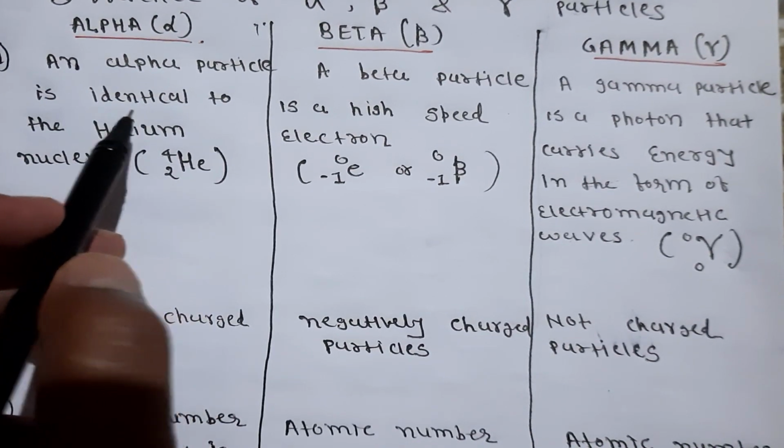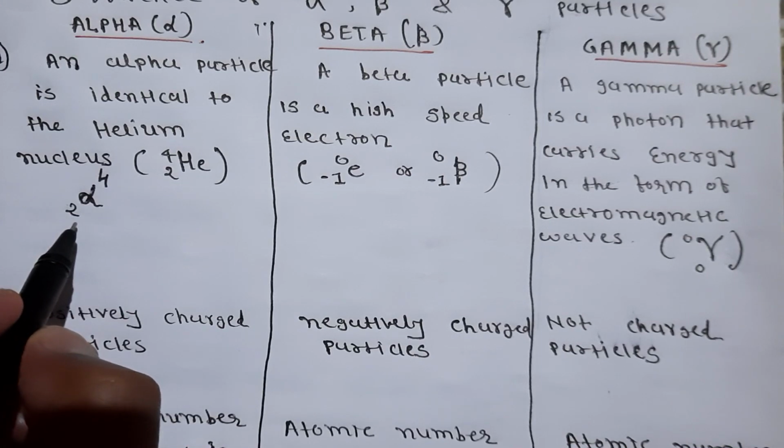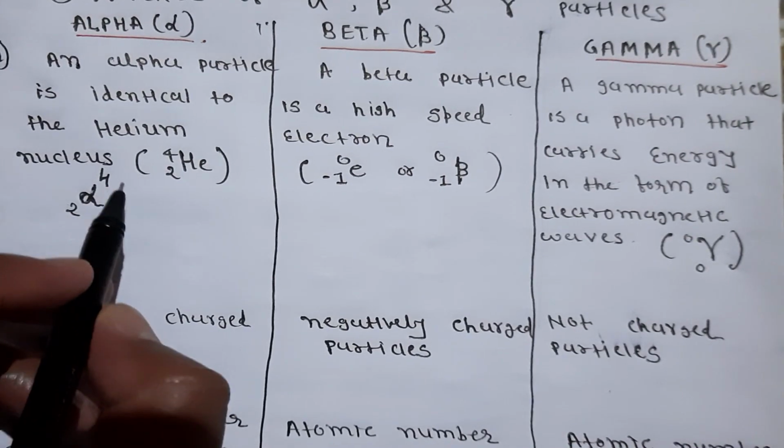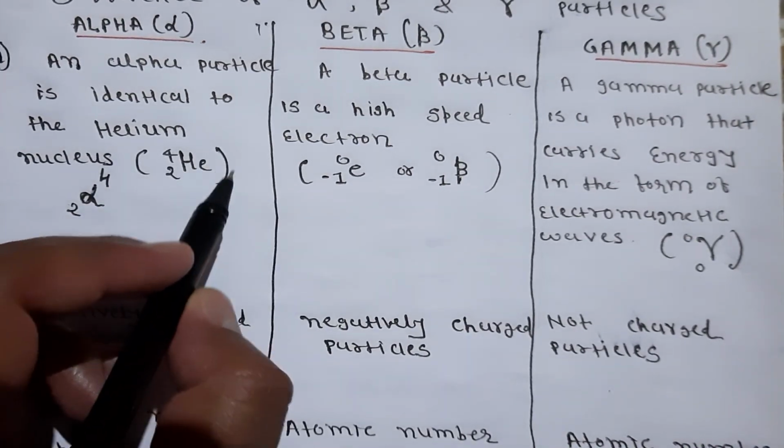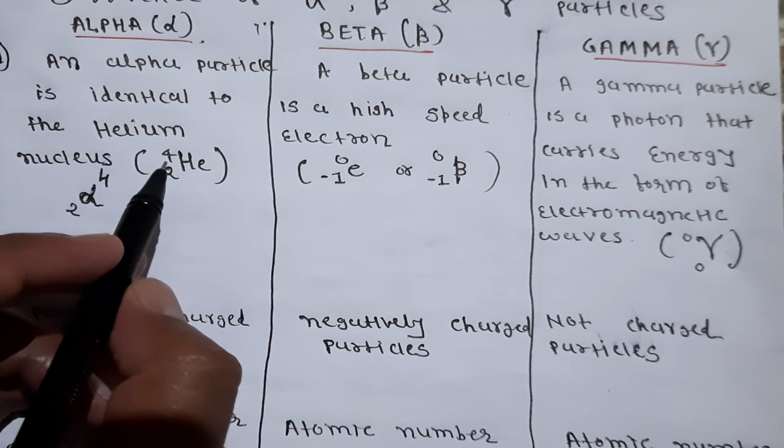So alpha particle is identical to the helium nucleus. It has 2 protons and 2 neutrons. So its nucleus is identical with the helium nucleus, having atomic number 2 and atomic mass 4.